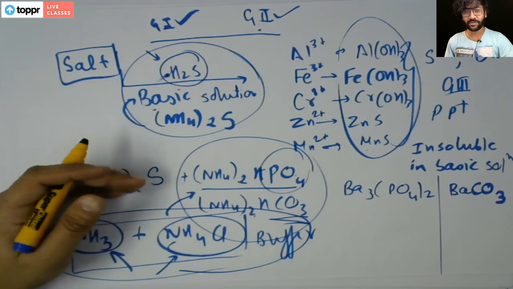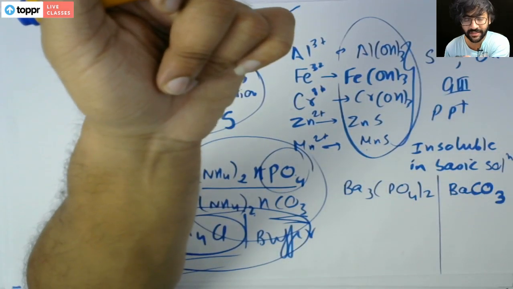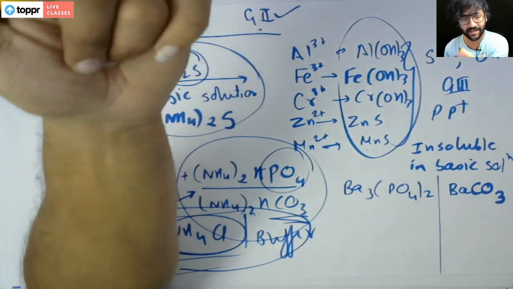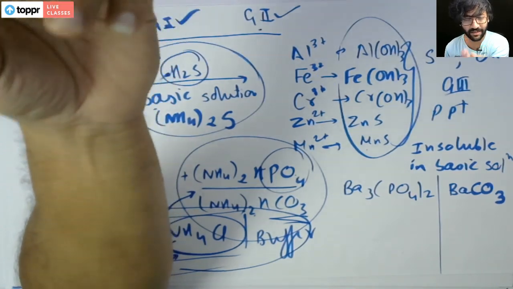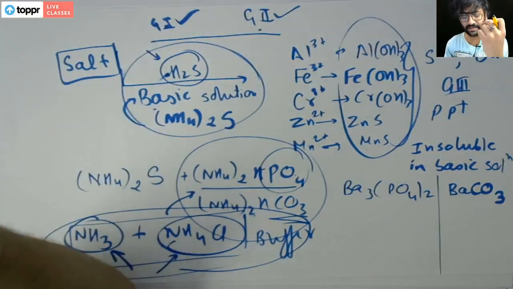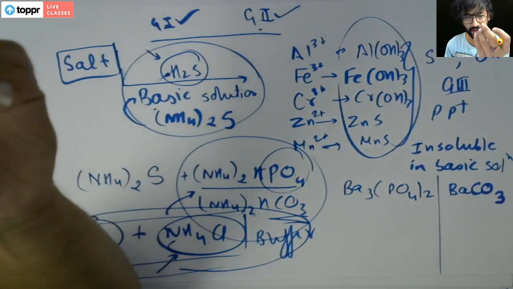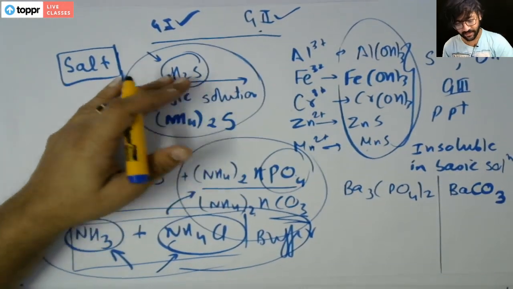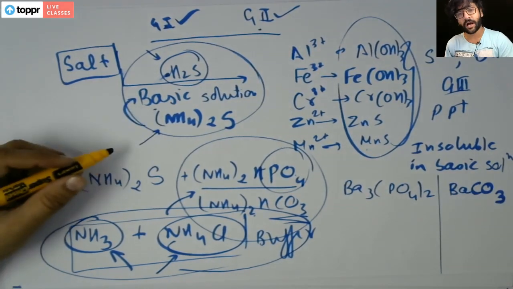They're very simple. Initially it was dilute hydrochloric acid, then it was hydrogen sulfide, the rotten egg smelling gas. Then the hydrogen sulfide was in an acidic solution. Now here the hydrogen sulfide is in the basic solution. The basic solution is made from ammonium sulfide.